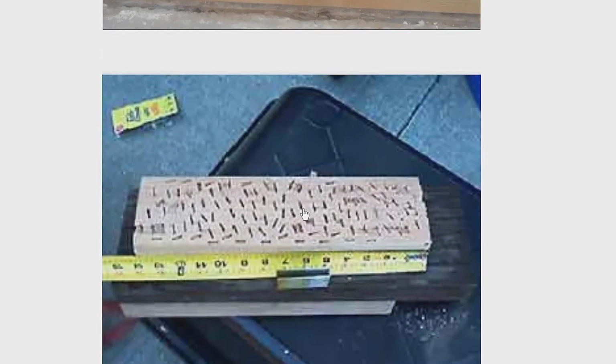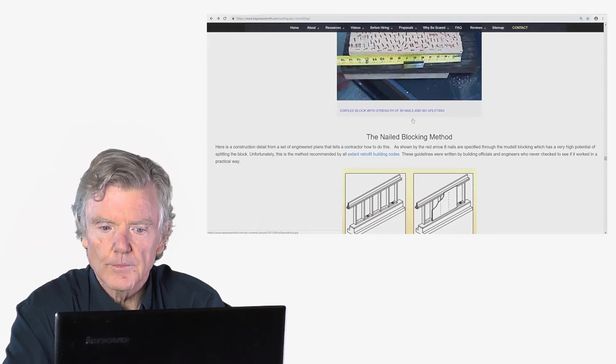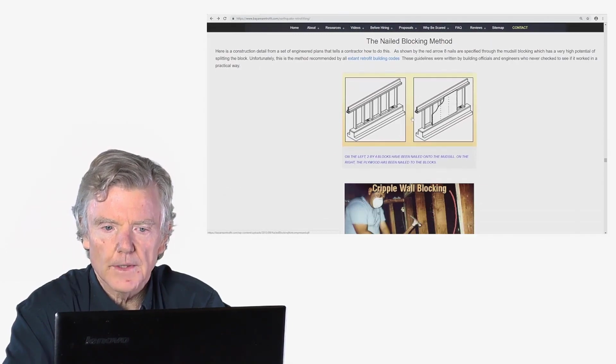One of these blocks probably resists the same amount as 20 or 30 nails without any splitting at all. These are really, really strong, and that's our preference if we have to use a block. We don't particularly like using blocks, but if we have to.